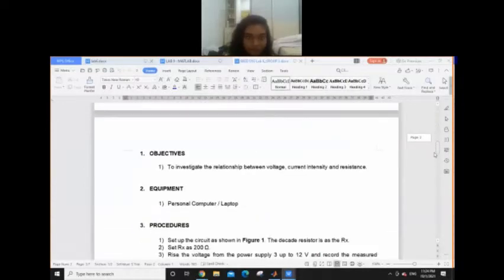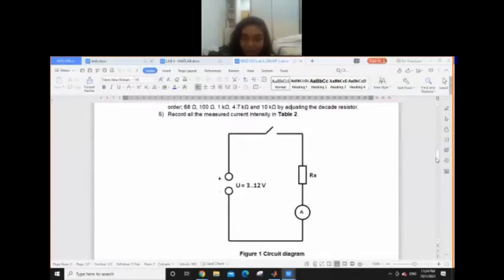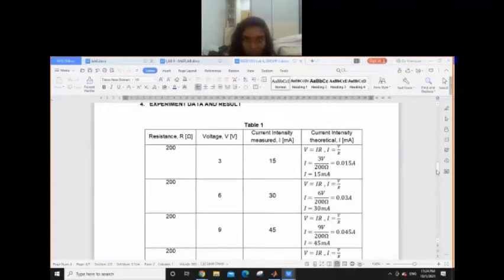The main objective of this lab sheet is to investigate the relationship between the voltage, current intensity, and also the resistance. It's easy to use the Multisim simulation, so we can get the current values easily. For table 1, we should calculate the current intensity using different voltages. If we use the formula, we should get the same answer as the theoretical values as well.